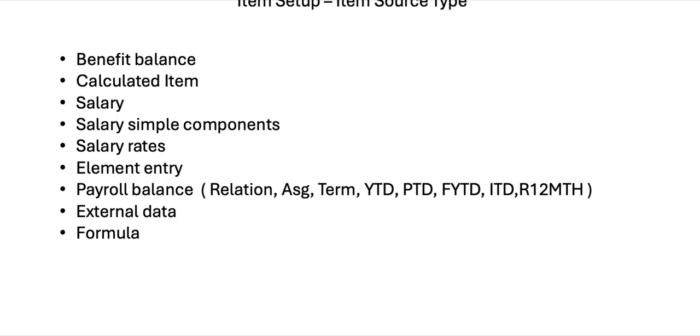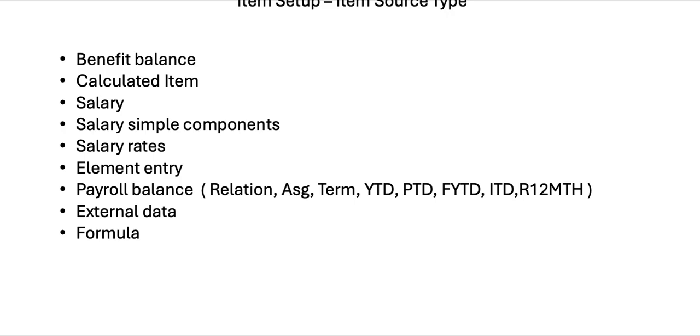Payroll balances: TCS does not support all possible payroll balances. It supports three levels, relationship level, assignment level, and time level, and a limited set of dimensions: year to date, period to date, financial year to date, inception to date, that is from the beginning of the period to date, and the last 12 months. That's all that is supported as of now.